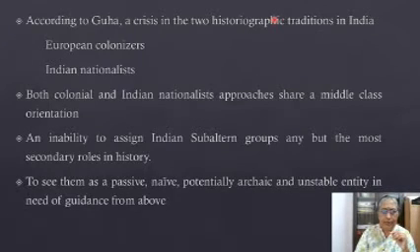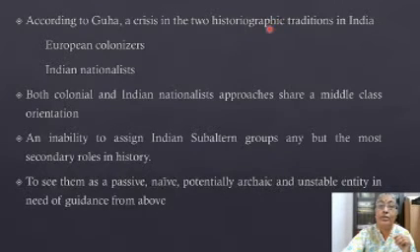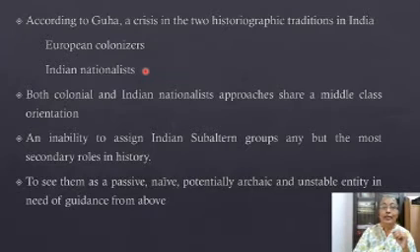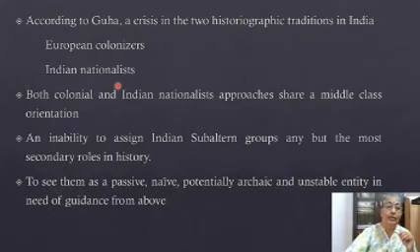According to Guha, there was a crisis in the two historiographic traditions in India. Let's see what these crises are. One is the European colonizers, and the other is Indian nationalists. And how did they bring up a crisis here? European colonizers refers to both the British and all the other people who came to colonize India.